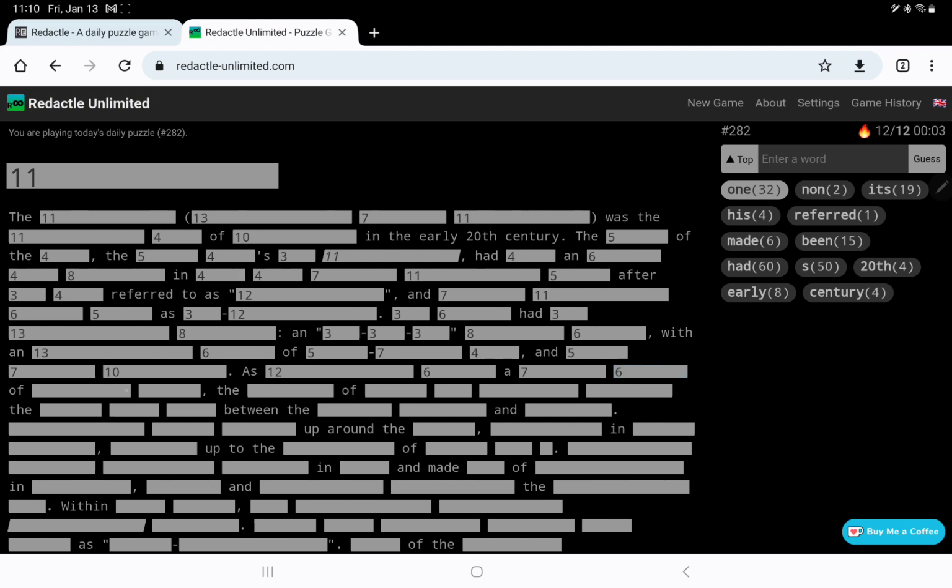5, 7, 10 has something of this. Between the 6, 7, and 7, between the bottom something, no, 11, 5, 6 up around the 5, raised up, so not sure what that is. 9 and 5, 7. 7 up to the 9 of.